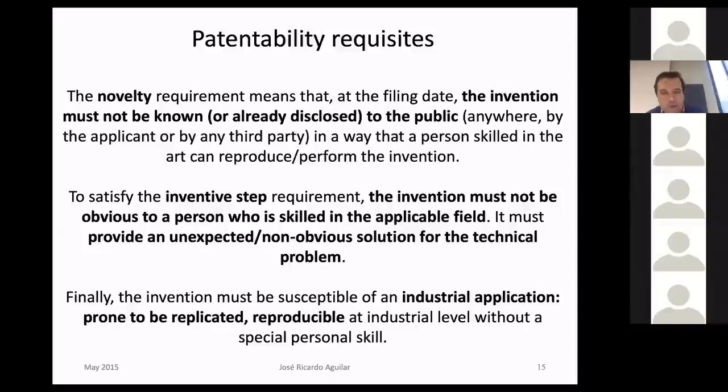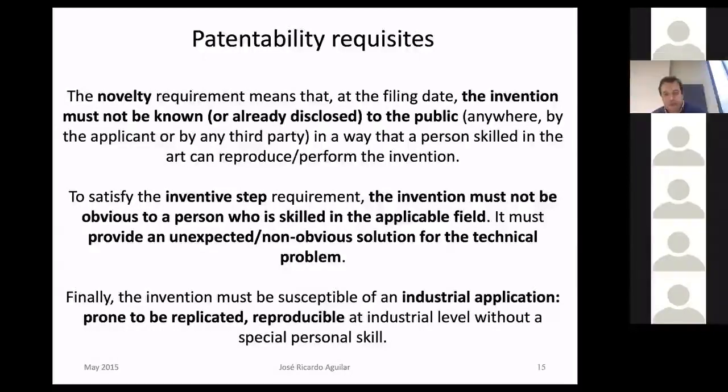That's not the right order, in fact. You need first to apply for the patent, and then you can disclose it. That's the proper order. And that's the order that our European Patent Office, for instance, will ask you to obey in order to grant you protection. Then there's a second requisite, which is the inventive step.